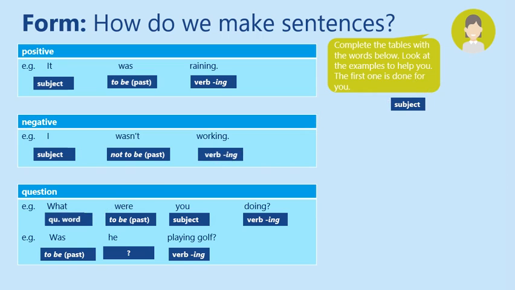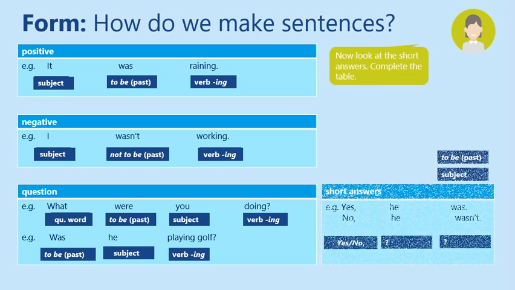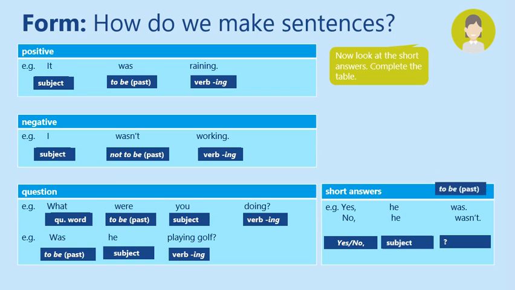We write the question word, then we write to be in the past, the subject, and the verb with ing. For example, what were you doing? And another example is, was he playing golf? Okay, and short answers. We can say yes, he was, or no, he wasn't. So we use the subject and the verb to be in the past.